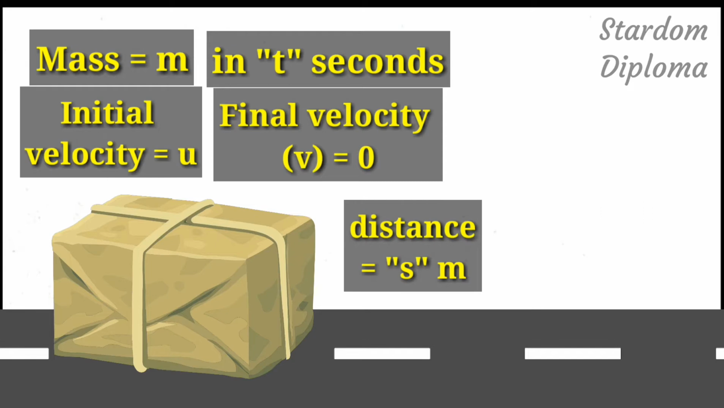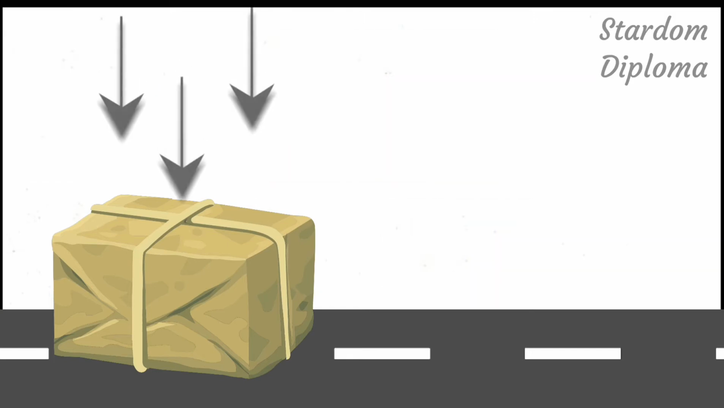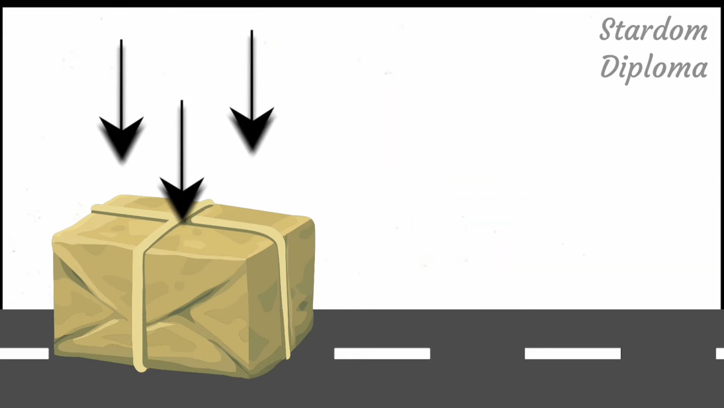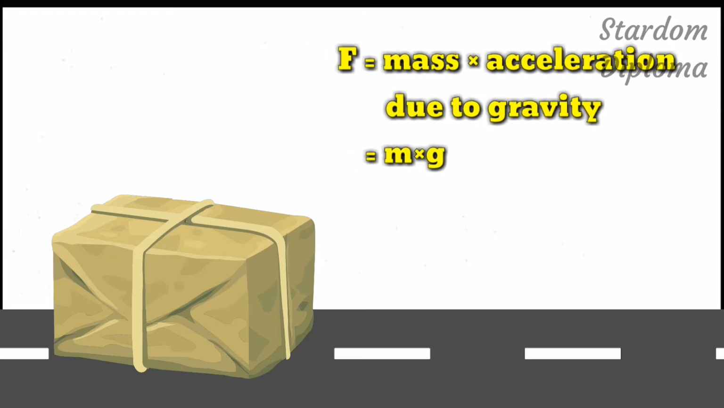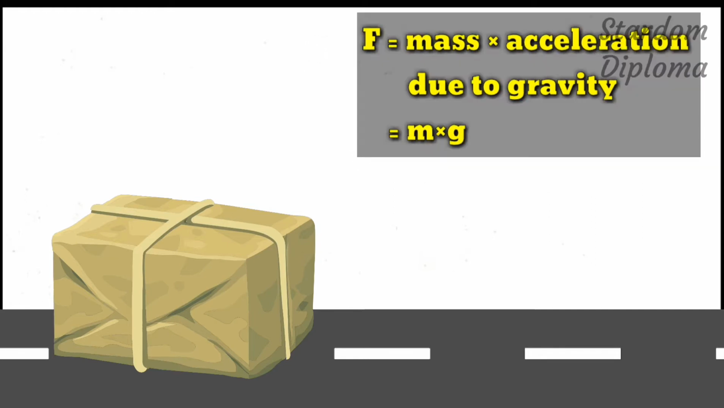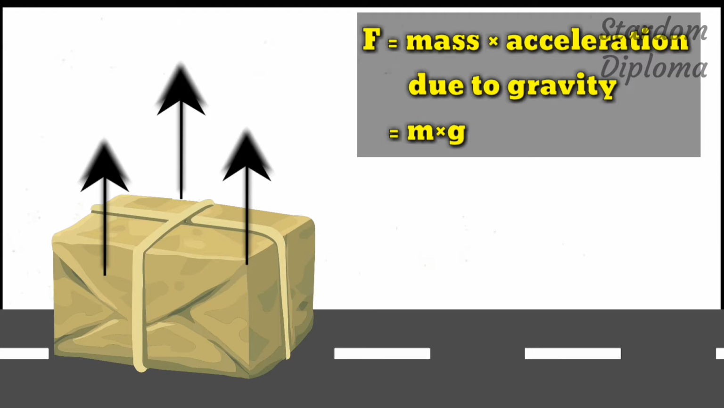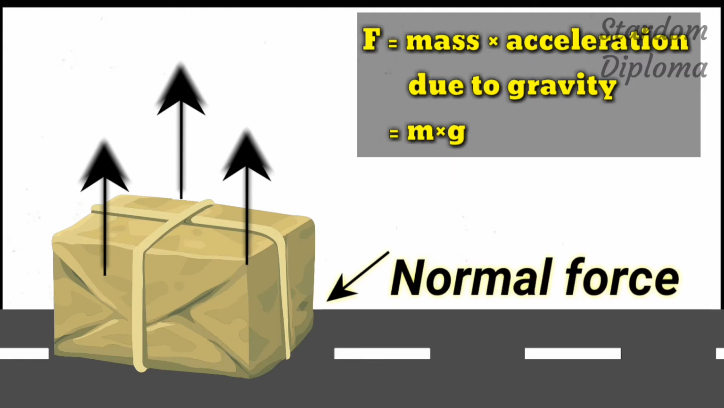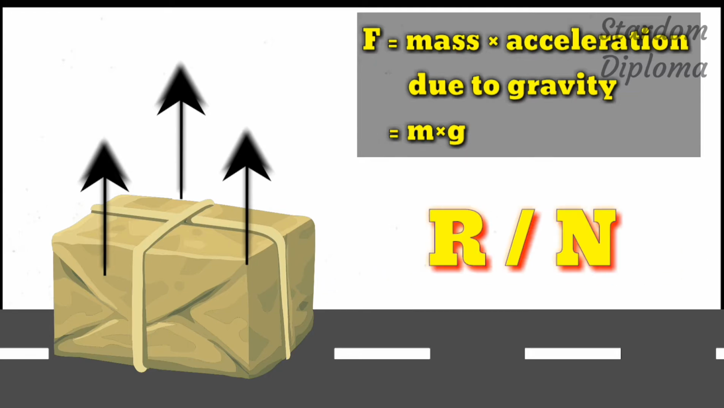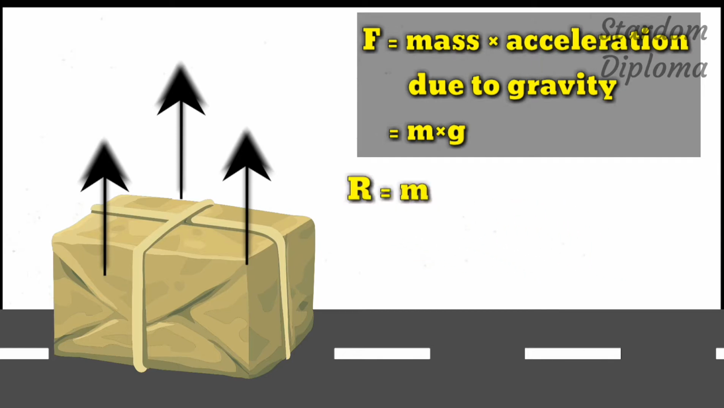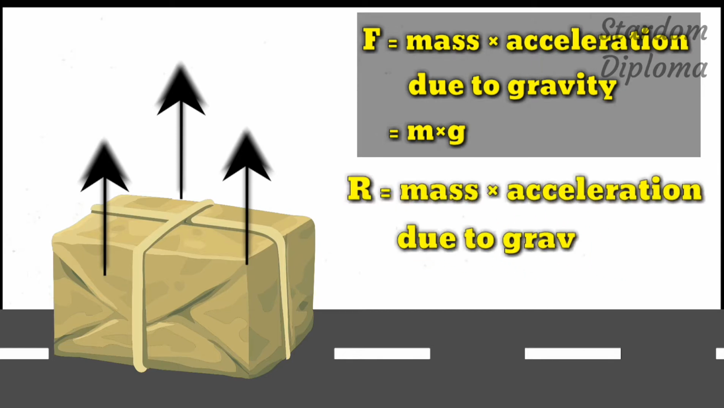When the body is at rest, or stationary initially, it applies some force downwards. Yes, that force will be equal to mass into acceleration due to gravity, right? And at the same time, another force exerted by the surface in the perpendicular direction will also act. Yes, we read earlier that a normal force acts by the surface onto the body in the perpendicular direction. It is denoted by R or N. So this R will be equal to mass into acceleration due to gravity.